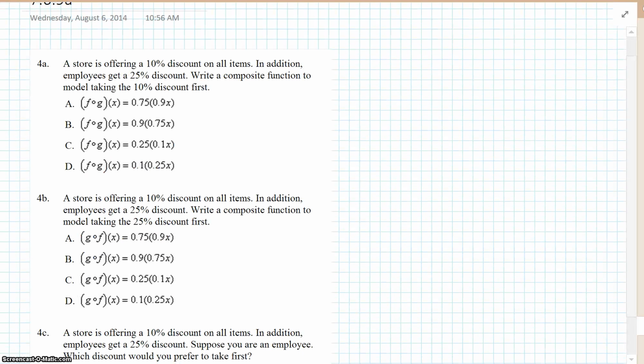Okay, let's bust through. A store is offering a 10% discount on all items. In addition, employees get a 25% discount. Write a composite function of the model taking the 10% discount first. So let's go. f of x is taking the 10% discount first, so that'd be 0.9x. The g of x is a 25% discount, so that'd be 0.75x. So write a composite taking the first one first. So I would write 0.75 times 0.9x. So the answer would be A.